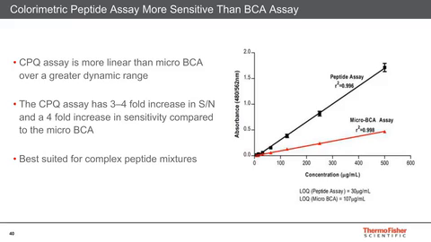The FPQ assay shows excellent linearity and sensitivity all the way down to 5 micrograms as shown in the graph on the right. In addition, the FPQ assay is significantly more sensitive than reading absorbance at 214 nanometers, as shown in the table for standard BSA digests and bacitracin.